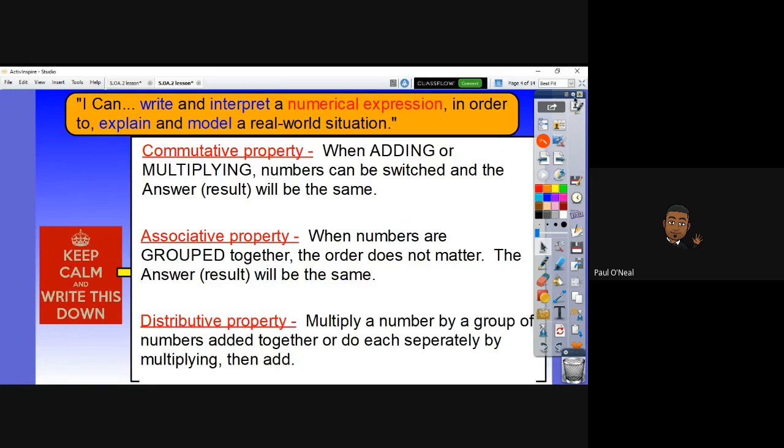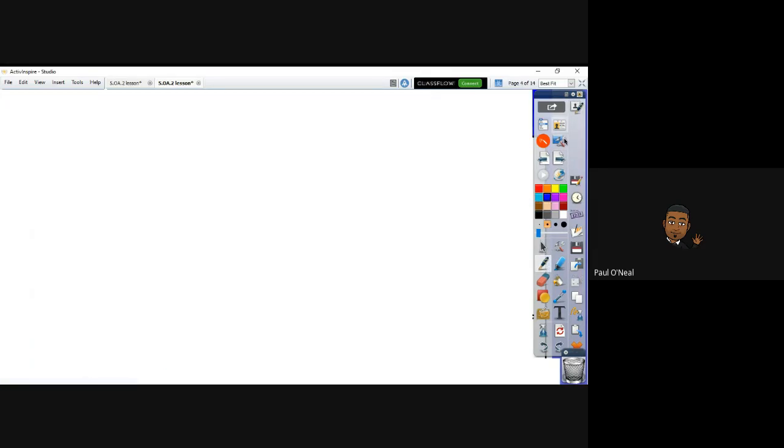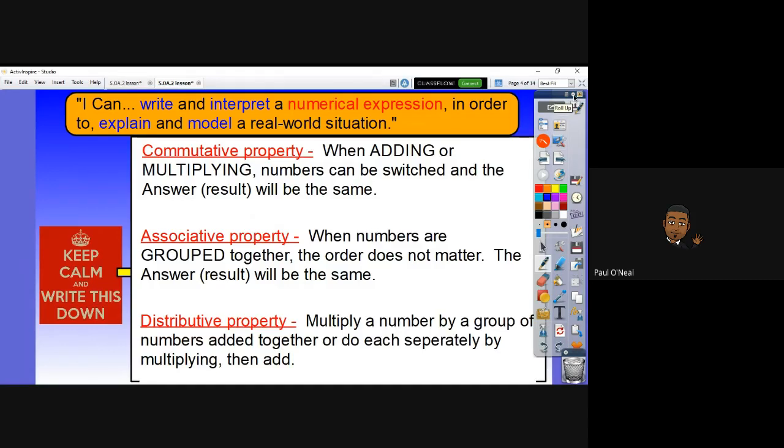Here are some basic definitions that I would like you to have. So we have the commutative property. When adding or multiplying, numbers can be switched, and the answer result will be the same. Again, the commutative property is when adding or multiplying, numbers can be switched, and the answer result will be the same. So let me write an example for you so you can see it, okay? I'm just going to put EX here, example.